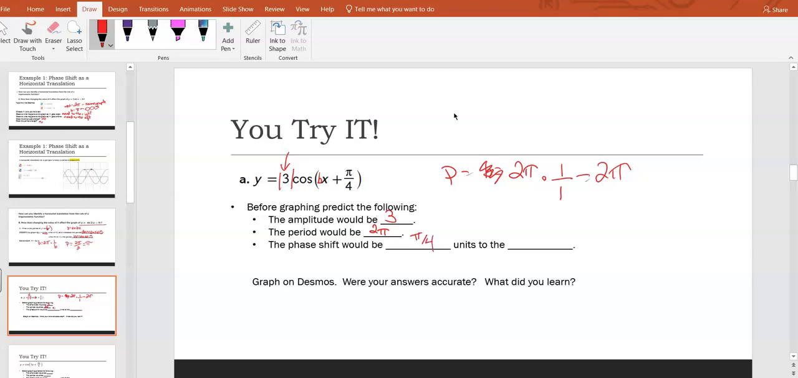pi over 4 units. Do you want to check that out to make sure? There'd be units. Plus is always to the left. And you can graph on Desmos just to double check.